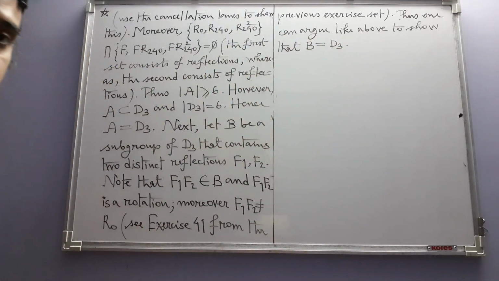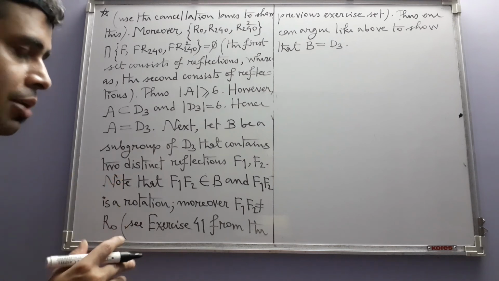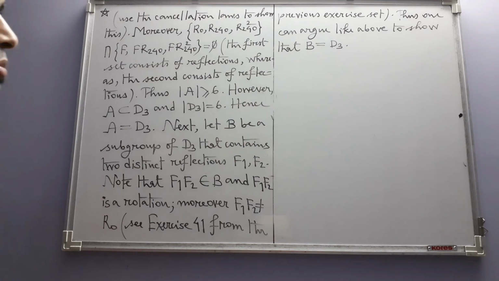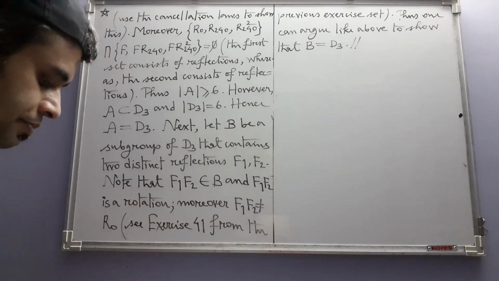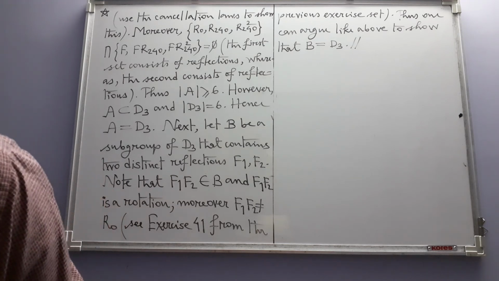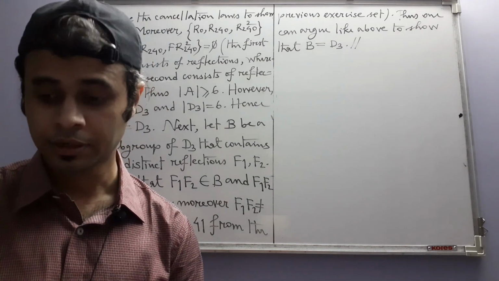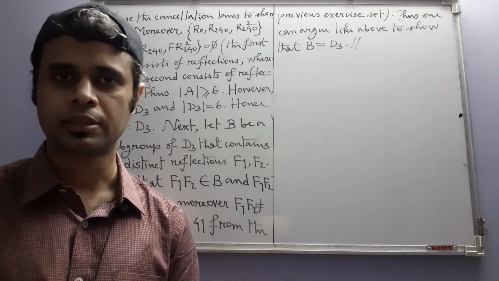That means in the dihedral group D3, if a subgroup has R240 and at the same time a reflection, then the subgroup must be equal to D3. And also if the subgroup has two distinct reflections, then also the subgroup must be equal to D3. So that's what we can say about such subgroups. Then there is exercise 9 also of that nature, but instead of D3 we have D4, and then several such other exercises are there.